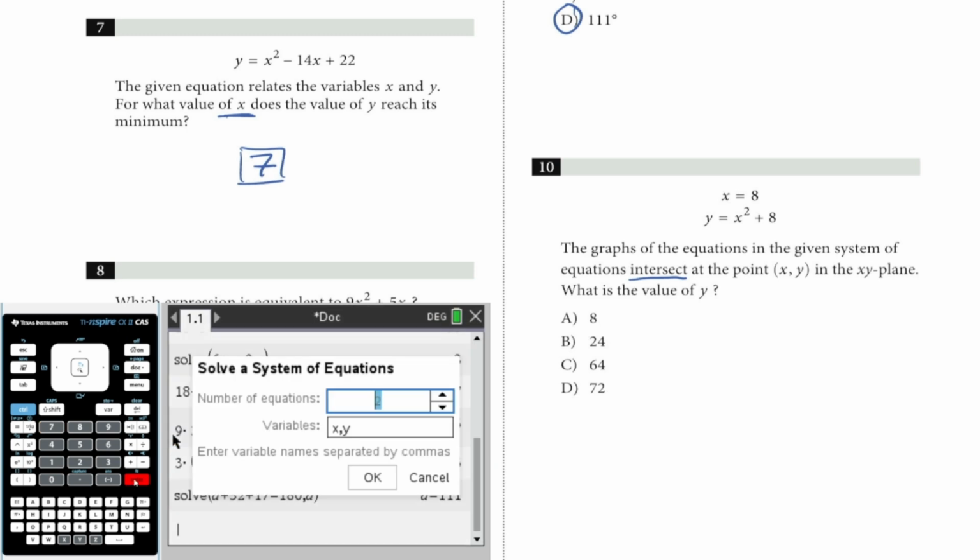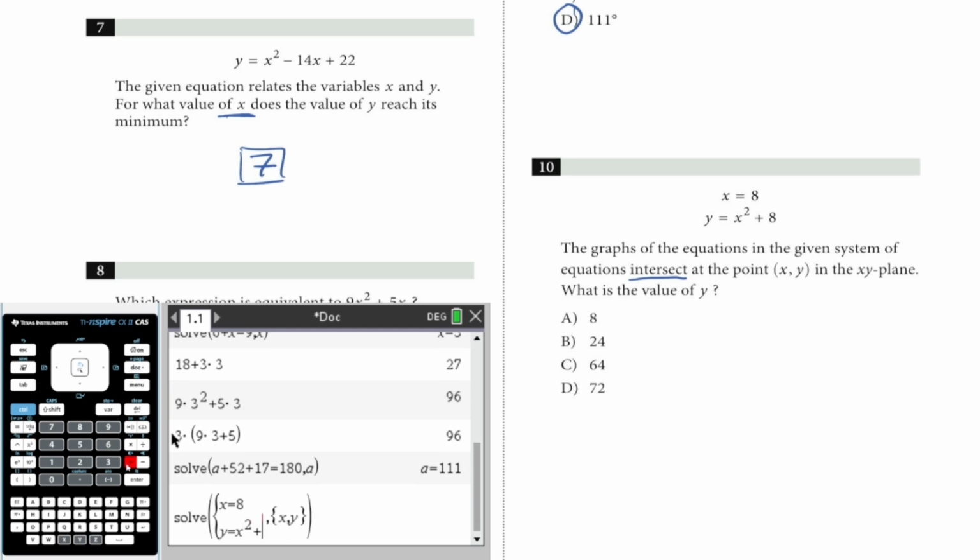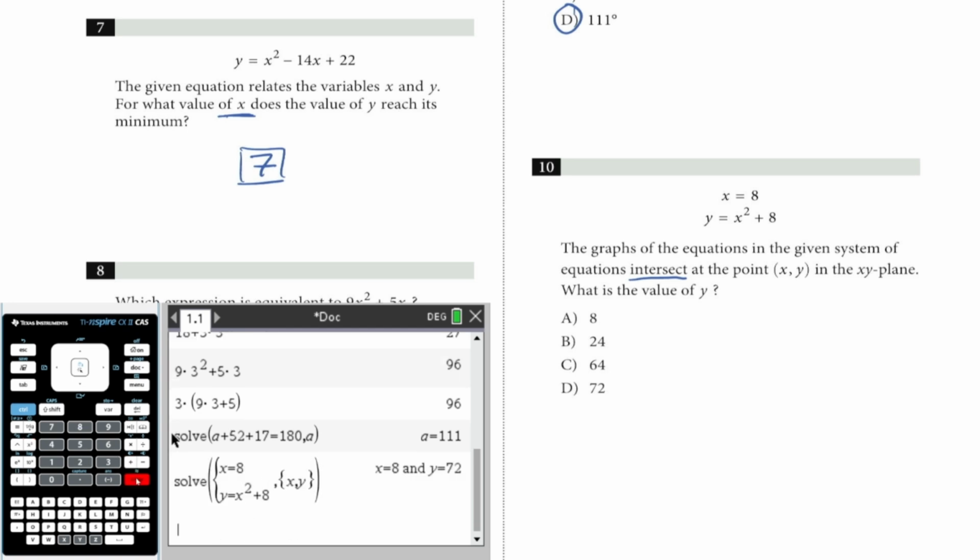And then here we only have 2 equations. Our variables are x and y, so we don't have to do anything extra. So we can hit enter again. And then we just type x equals 8. Move down to the next spot, y equals. So I'm just writing the equations into the calculator, x squared plus 8. So they have x equals 8 and y equals 72. They want the y, so 72. So anytime they have a system, it's a safe bet to say that you're probably supposed to solve the system, which I recommend using the calculator.